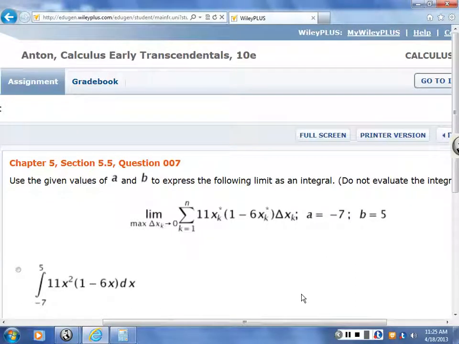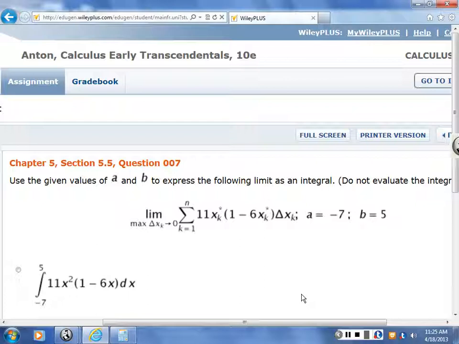I take 11x times the quantity 1 minus 6x. This delta x is a differential. This is the length of my kth rectangle. So if I want to change this into an integral, if I want to change the summation from minus 7 to 5, I'm going to integrate from minus 7 to 5 the function dx.